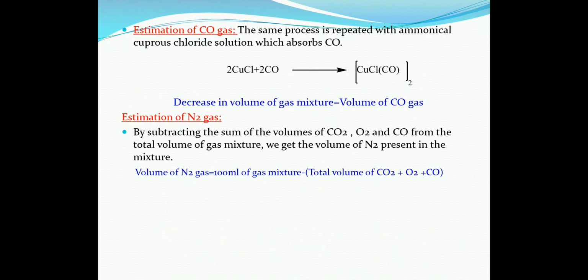In the third step, by following the same procedure, the third bulb is opened and the flue gas is made to enter the third bulb, that is C bulb, where ammonical cuprous chloride solution is taken and it absorbs carbon monoxide in flue gas. The process is repeated 2 to 3 times until all carbon monoxide is absorbed. Stopcock is closed. Decrease in volume of flue gas is measured by following the same procedure. Here, the decrease in volume of flue gas gives the volume of carbon monoxide.